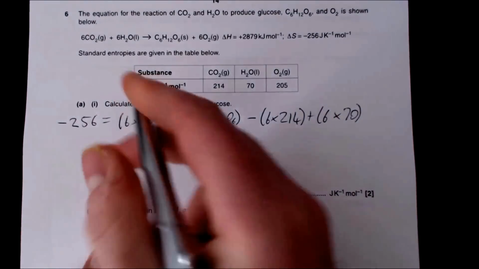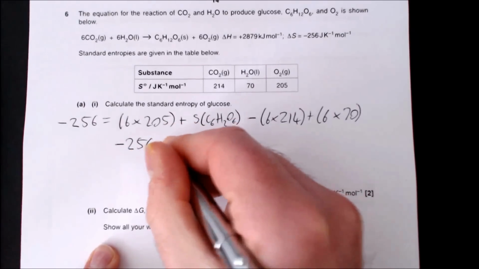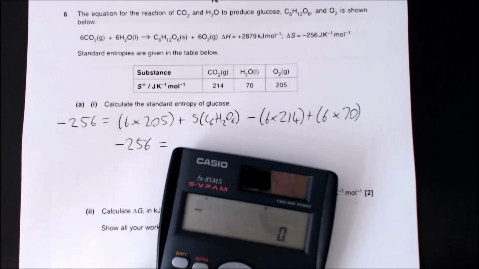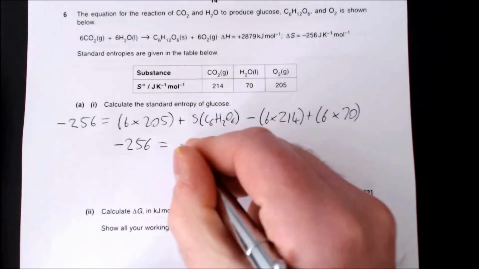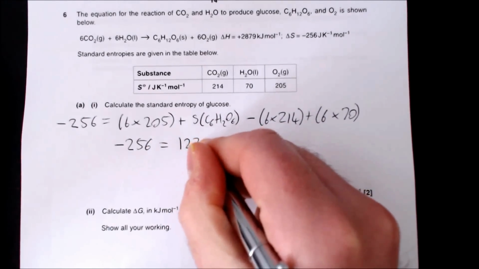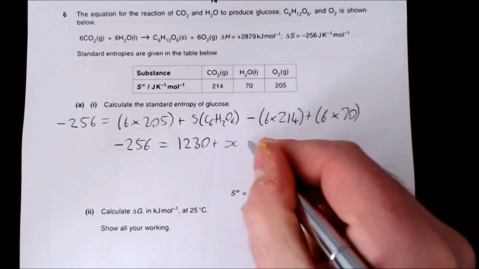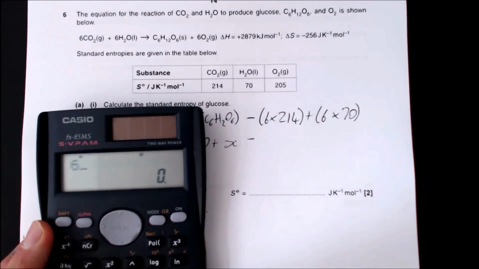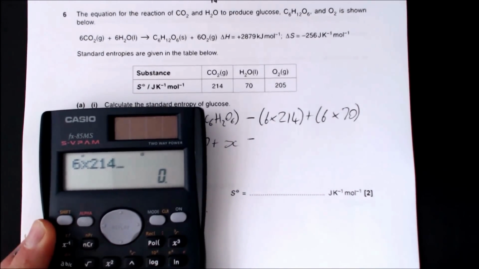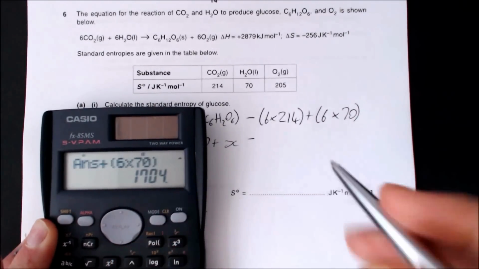Okay, and so if we rearrange this, if we simplify, we'll have -256. And that's going to equal, now if we bring our calculator in and we do 6 times 205, 1230. So we're going to put that there, 1230. Now I'm going to call this X, so it's plus X, because it makes it a lot easier instead of writing all that out, minus, and then we want the total for this side, so that's going to be 6 times 214. Press equals, okay, and we're going to add that to 6 times 70. We should get 1704.